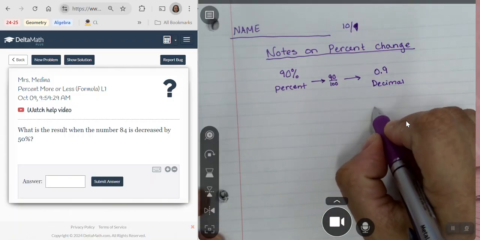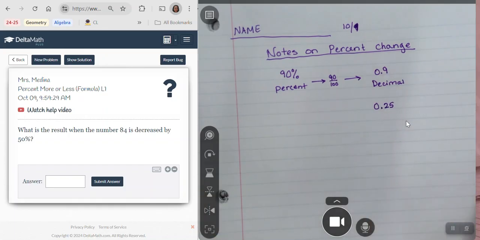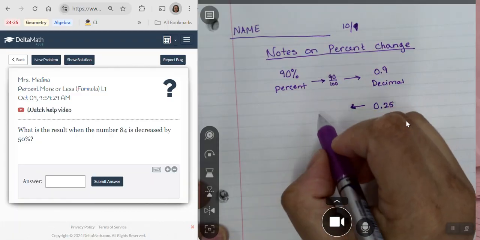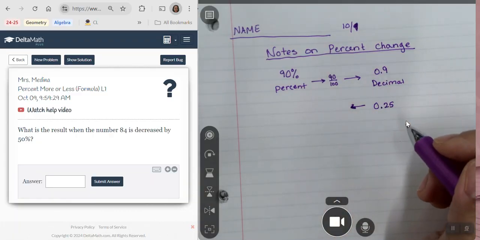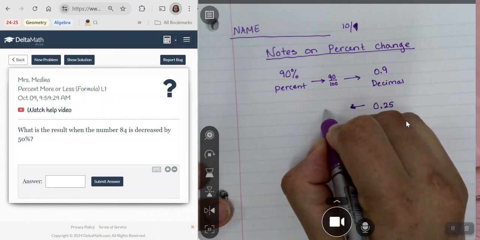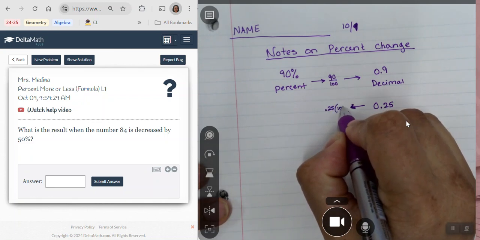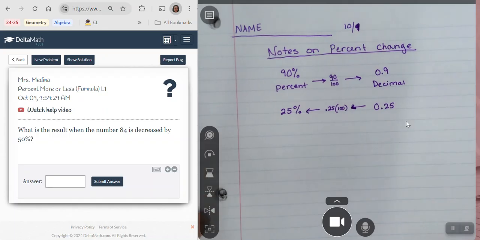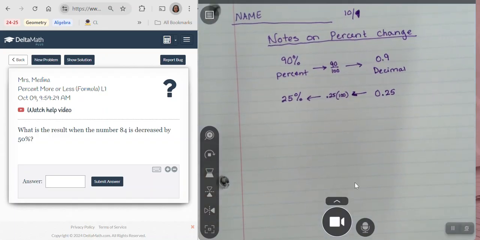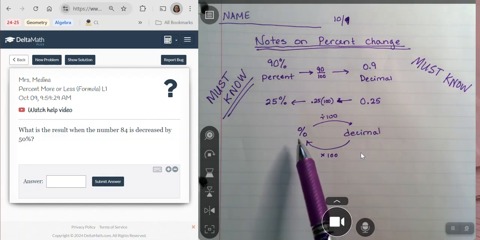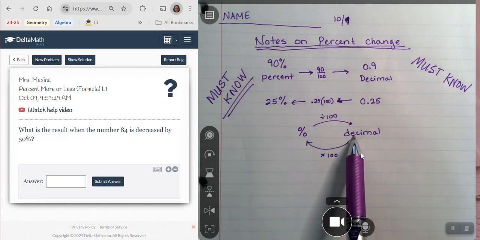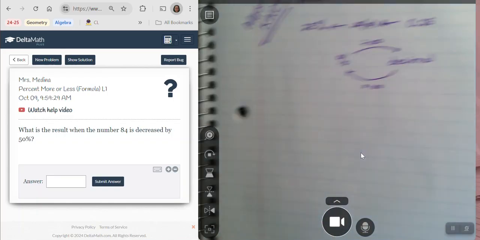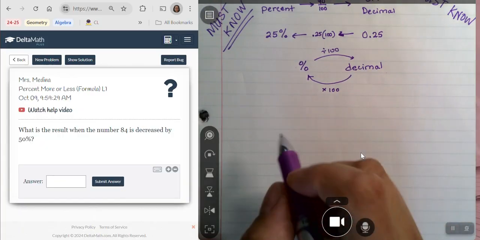And if you want to go the other way, if they tell you it's 0.25, then you're going to have to multiply by 100%. By 100. And that'll take you to 25%. So if you're in percent, divide by 100 to become a decimal. If you're in decimal, you multiply by 100 to become a percent. So everybody's fine until we start getting a whole bunch of zeros.